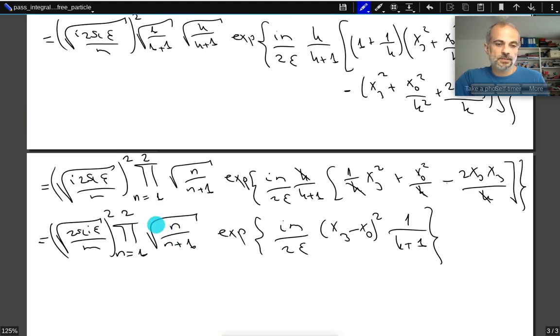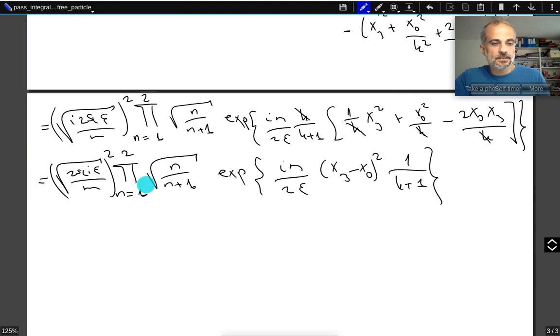Each integral brings such a factor with n goes, initially n was 1, then it was 2 in the x2 integral. And here, if we said the result of the x1 integral was 1 over k, the result of the x2 integral is 1 over k plus 1. So basically, in this case, this is just 2.